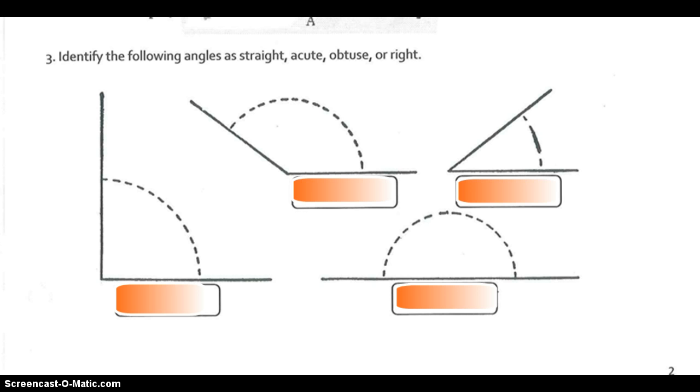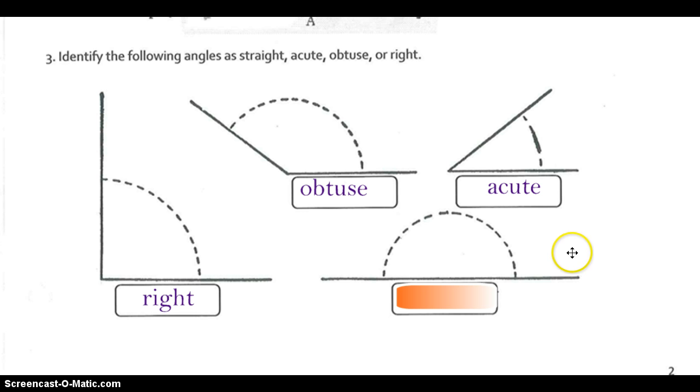Question 3 says to identify the following angles as straight, acute, obtuse, or right. This angle right here is a right angle. The way we know that is that it makes a perpendicular angle. It's 90 degrees. This angle here is obtuse. That means that it's more than 90 degrees. This one is acute. It's less than 90 degrees. And finally, this angle here is a straight angle. It's 180 degrees and makes a straight line.